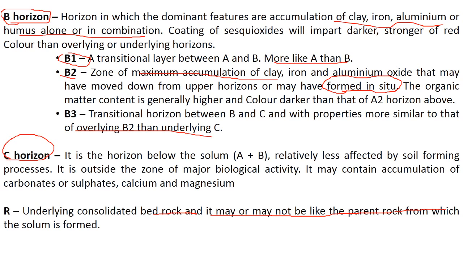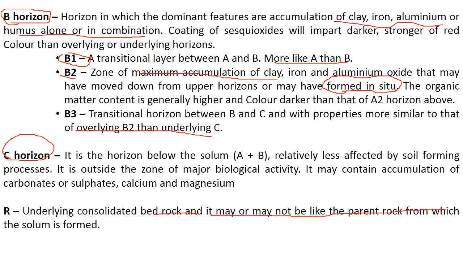Then the C horizon. The B horizon is divided into three parts and the last horizon is the C horizon. It is the horizon below the A and B horizons. This horizon is relatively less affected by soil forming processes. Why? Because all exogenetic factors are absent in this layer. So it is outside the zone of major biological activity. It may contain accumulation of carbonate, sulfate, calcium and magnesium. Means in this layer you can evidently find the accumulation.